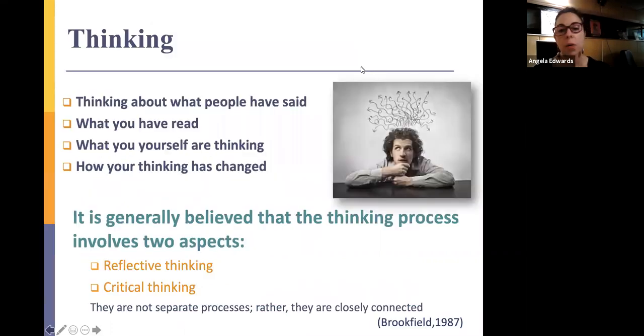So a great deal of your time throughout your master's, so in university and also in your professional teaching practice, is going to be spent thinking. So thinking about what people have said, what you've read, what you yourself are thinking, and how your thinking has changed over time and with those influences. So it's generally believed that the thinking process involves 2 aspects, so reflective thinking and also critical thinking. They're the 2 main aspects.